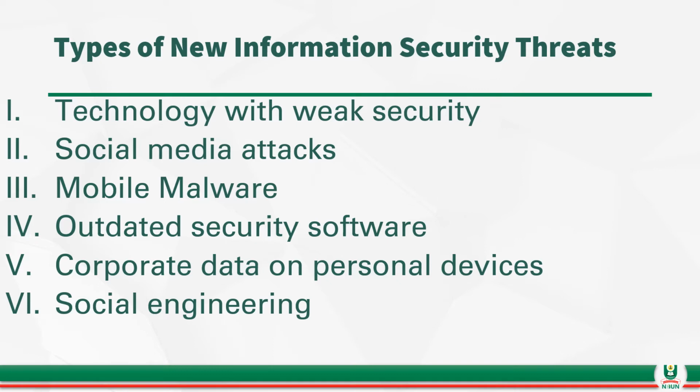Once you receive calls like that or emails like that, the best thing is just to put an end to it. So these are the 6 types of new information security threats: technology with weak security, social media attacks, mobile malware, outdated security software, corporate data on personal devices, and then social engineering.